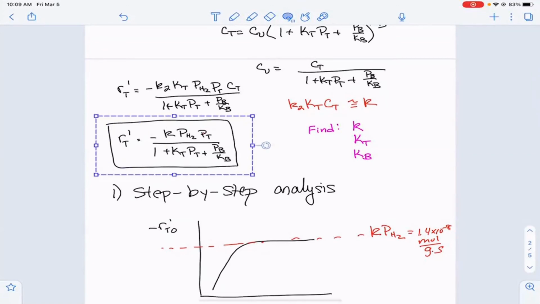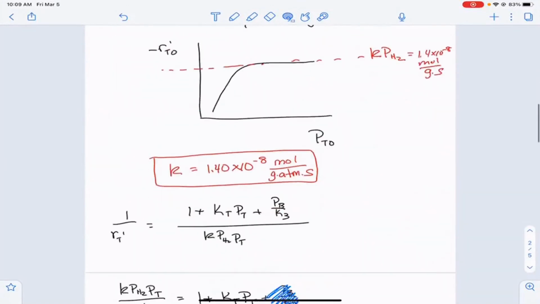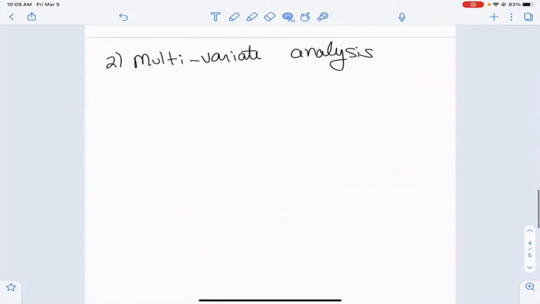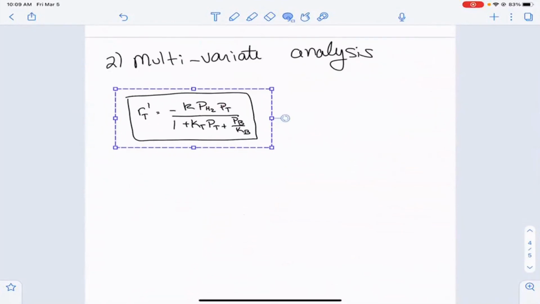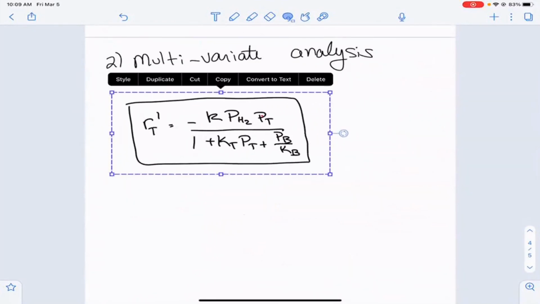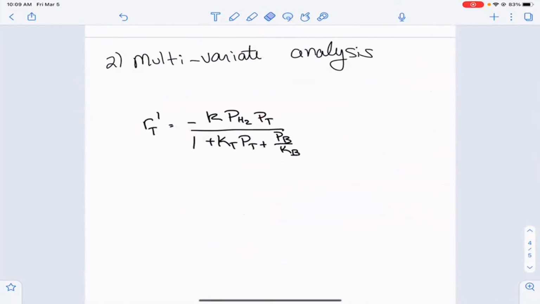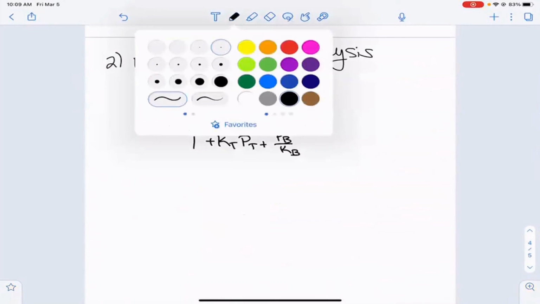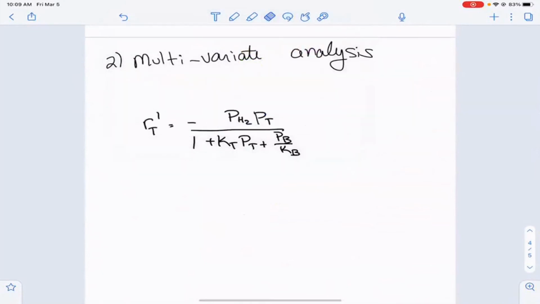All right, so let's borrow this again. Let's make it a little bit bigger. So we have our rate law here. And we have a couple of things in the rate law that are unknown. The first thing that's unknown was this rate constant, so let's replace that. We didn't know what that was. We didn't know KT, and we didn't know KB.